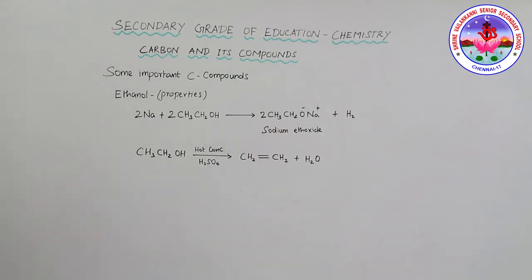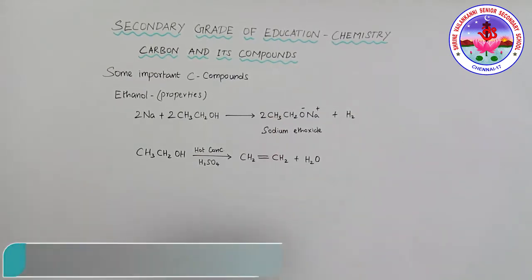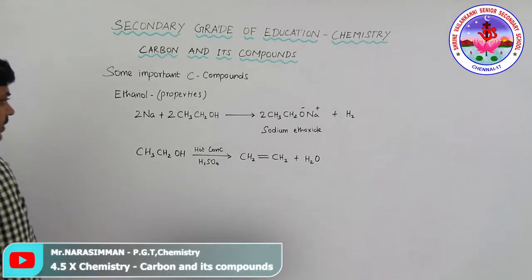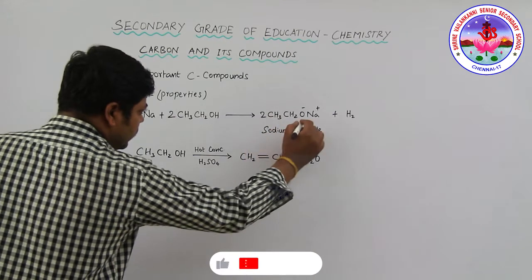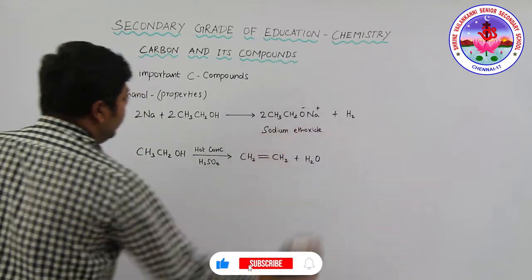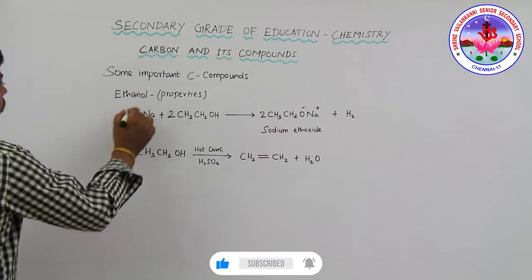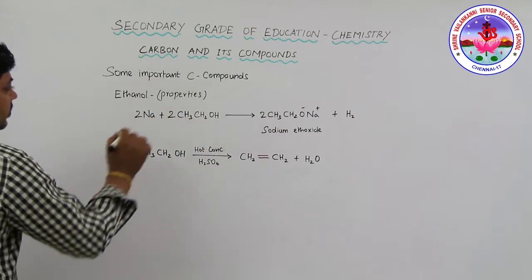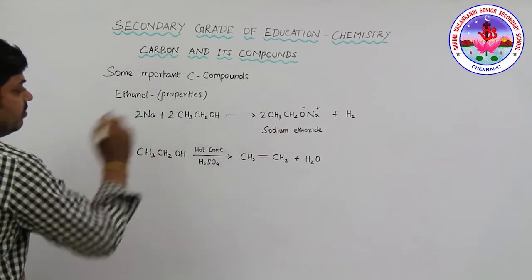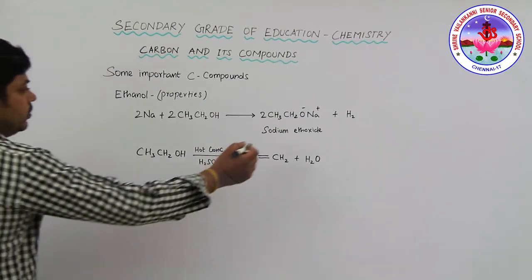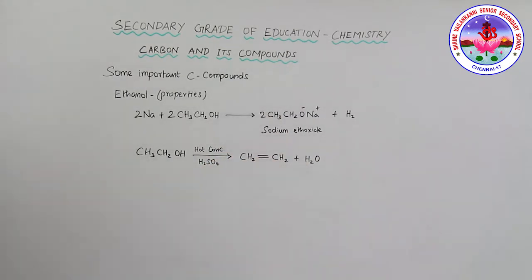Now, properties of ethanol. First, ethanol reacts with sodium metal to produce sodium ethoxide and hydrogen. The hydrogen gas is evolved, and sodium ethoxide is a polar compound. Sodium metal reacting with water is violent, but here it reacts with alcohol to produce sodium ethoxide.